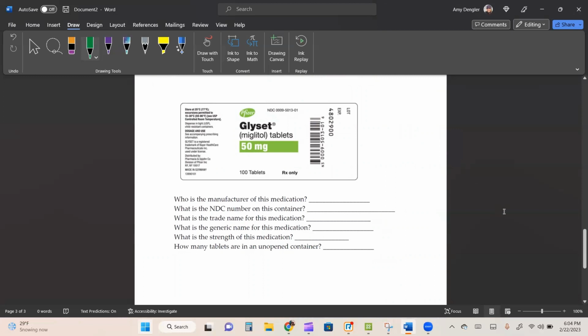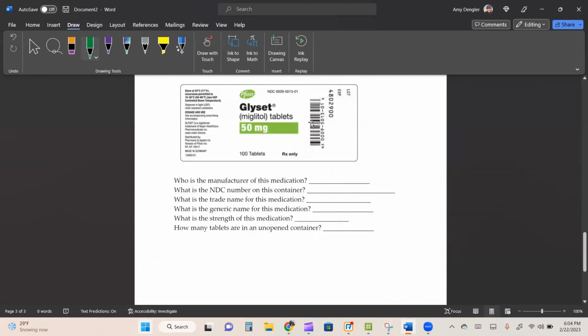And the last type of problem for this chapter. So we have a drug label here. Who is the manufacturer of this medication? And that's going to be right here, Pfizer. What is the NDC number? So 0009-5013-01. What is the trade name? So that's the brand name. So on a brand name medication bottle, it's going to be capitalized. So it's Glyset.